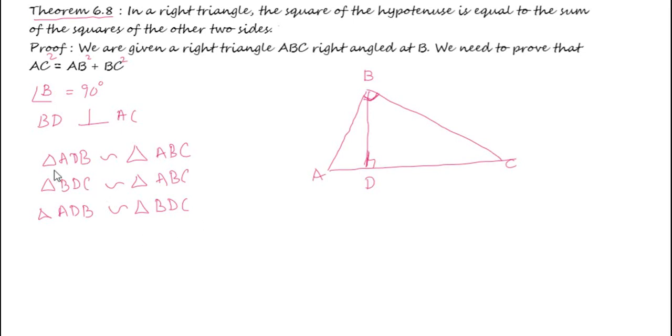Now if you take the first one, that is triangle ADB similar to triangle ABC. If these two triangles are similar, ratio of the corresponding sides are equal. Therefore, we have AD by AB equal to AB by AC.